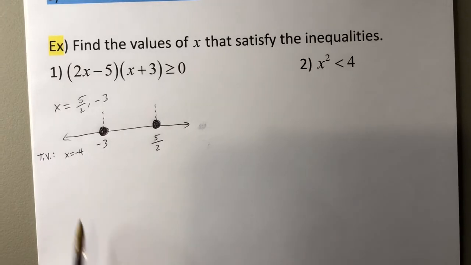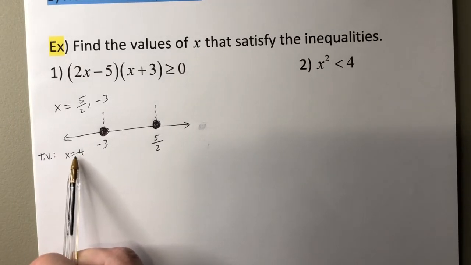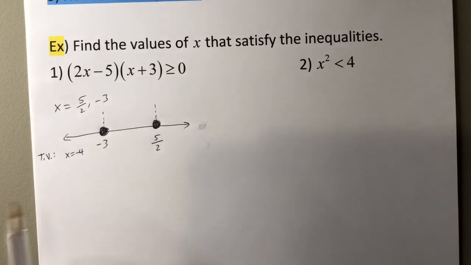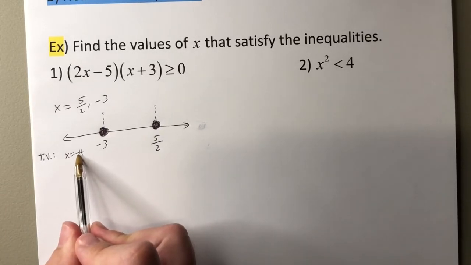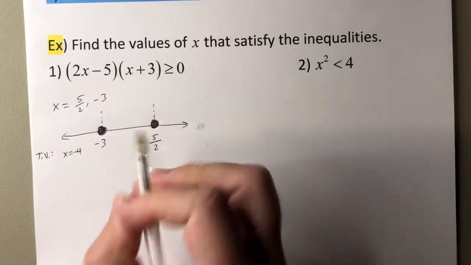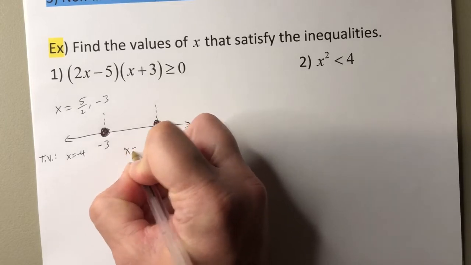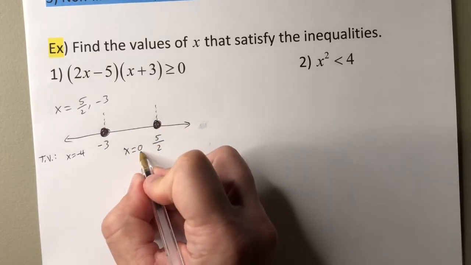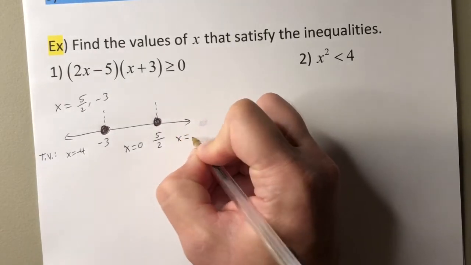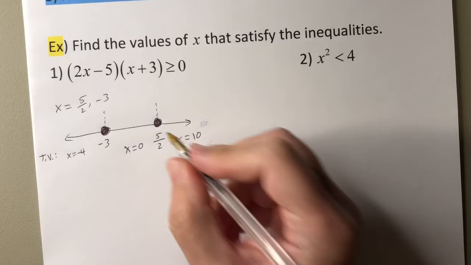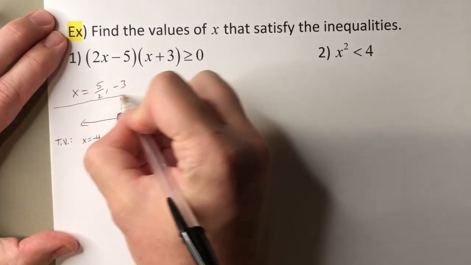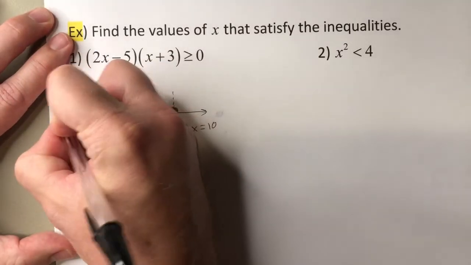A test value is any real number x that's located in any one of the given intervals. So do you agree that negative 4 is a number located in the first interval, negative infinity to negative 3? It is. Then maybe right here, test maybe 0, because is 0 between negative 3 and 5 halves? Yes, it is. Stay with me, you'll see where I'm going with this. What about the last one? Maybe put in 10. Is 10 greater than 5 halves? It is.